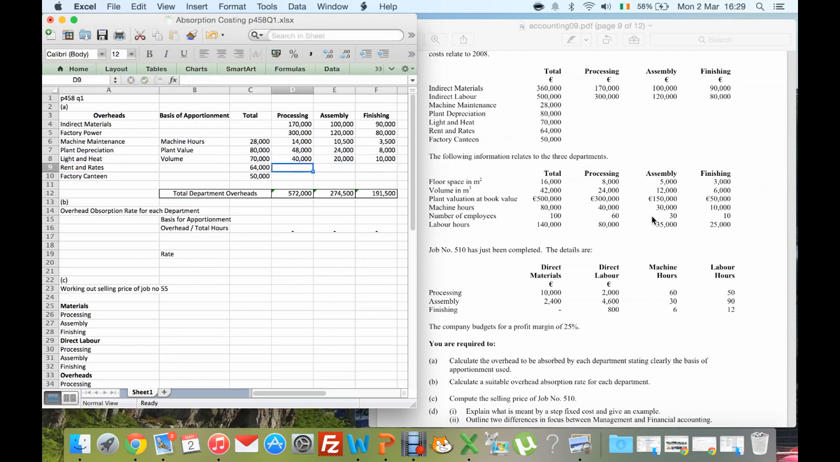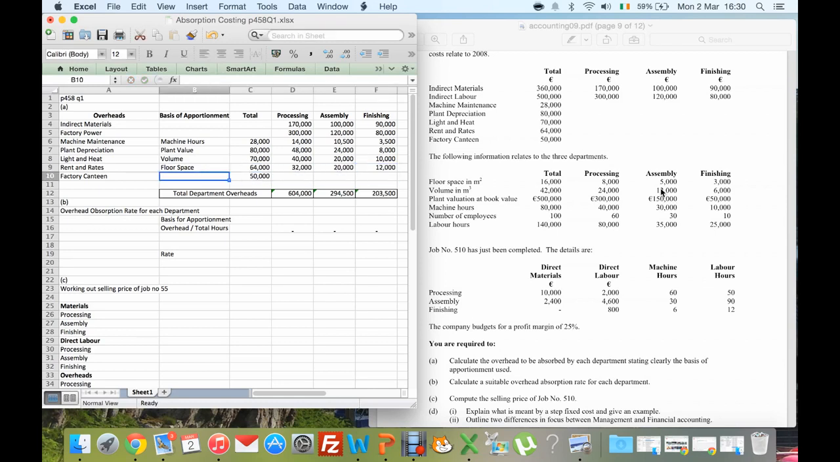So rent and rates is 64 grand, so I'll do that based on floor space. You could do that based on volume as well. So 64 grand times floor space, well, half of it. So 8 over 16. And then 5 over 16. So it'll be 64 grand times 5 over 16. And 64 grand times 3 over 16. So that's how I've shared out my overheads there.